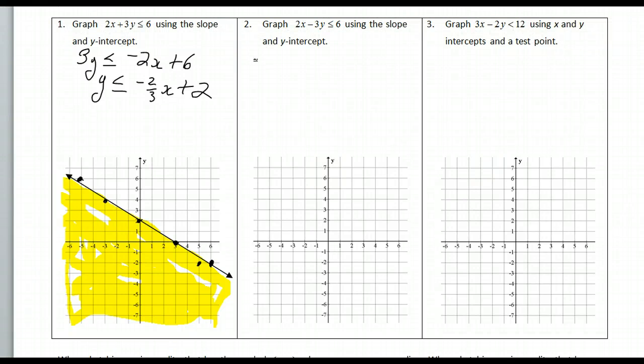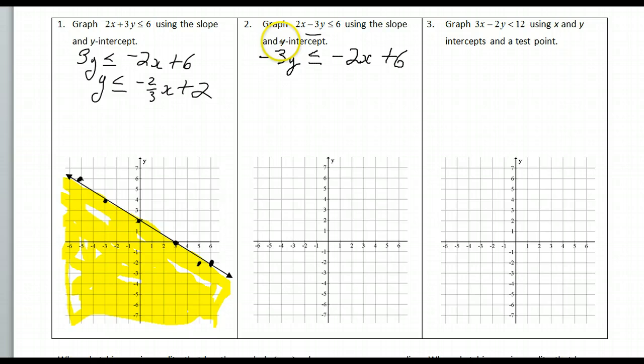Graph 2x minus 3y is less than or equal to 6. Same way, using the slope and y-intercept. Oh, not the same inequality. This is minus and not plus. So again, let's work this out. First thing, I'm going to have negative 3y is less than or equal to negative 2x plus 6.